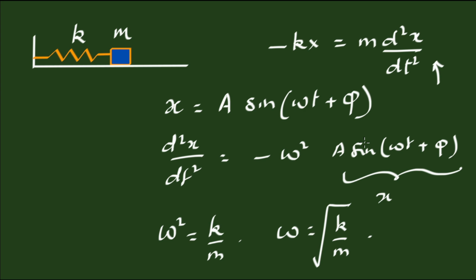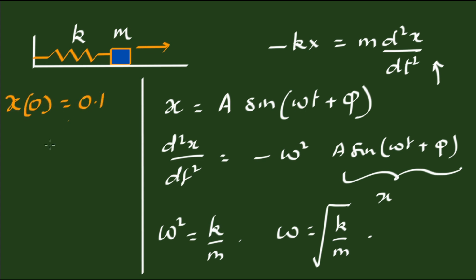Let's do that quickly for one example. Let's imagine that I pull it by 10 centimeters and release it from rest. So we have x at time t equal to 0 is 0.1 meters, and I release it from rest, so dx by dt at time t equal to 0 is 0. So let's plug it in. x at time t equal to 0, if I put in t equal to 0, I get A sine phi. So the first equation gives me A sine phi is 0.1, and the second equation I get from differentiating this.